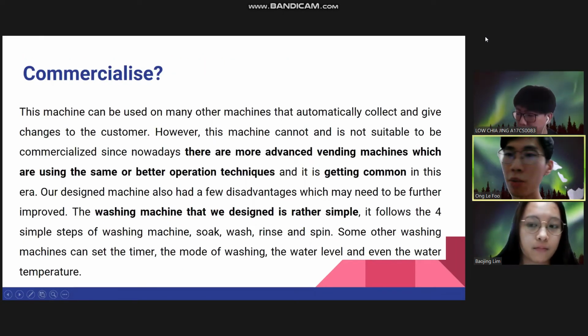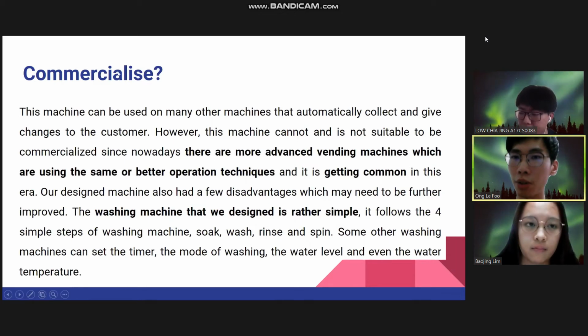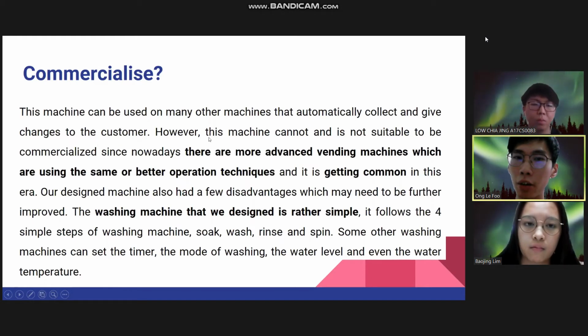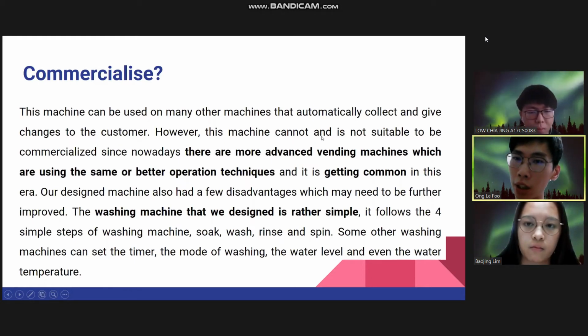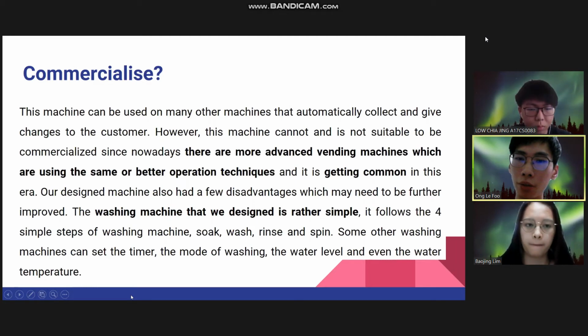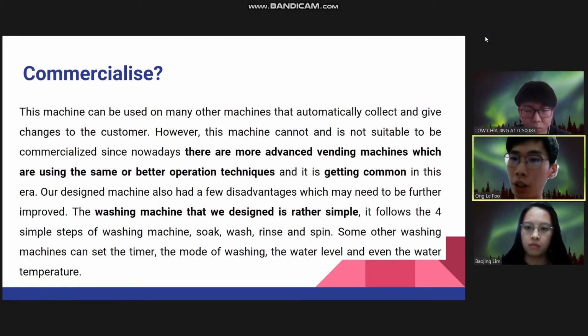So for the commercialized, our machine can be used on many other machines that automatically collect and give changes to the customer. However, the machine is not suitable to be commercialized, since nowadays there are actually more advanced vending machines which are using the same or even better operation technique, and it is getting very common in this era. Our designed machine also has a few disadvantages which may need to be further improved.